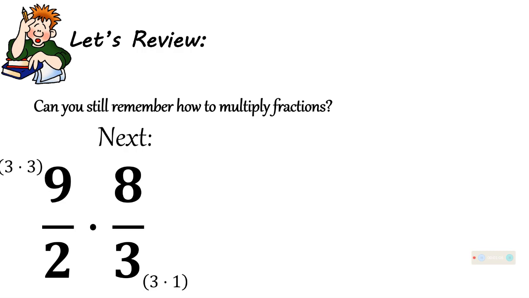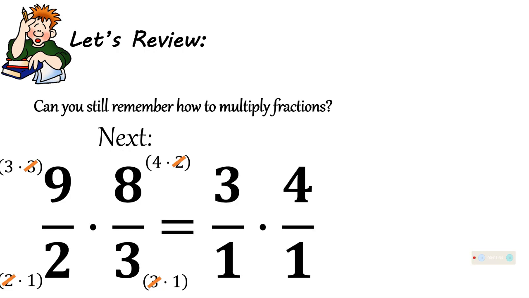In this case, we can use cancellation before we multiply since 9 and 3 have common factors. So we can cancel out or divide out the common factors. So we divide 3 by 3, so it will become 1. And also 8 and 2 have the common factor 2, so we are going to cancel out or divide out the common factor 2, and then we will proceed with multiplication.